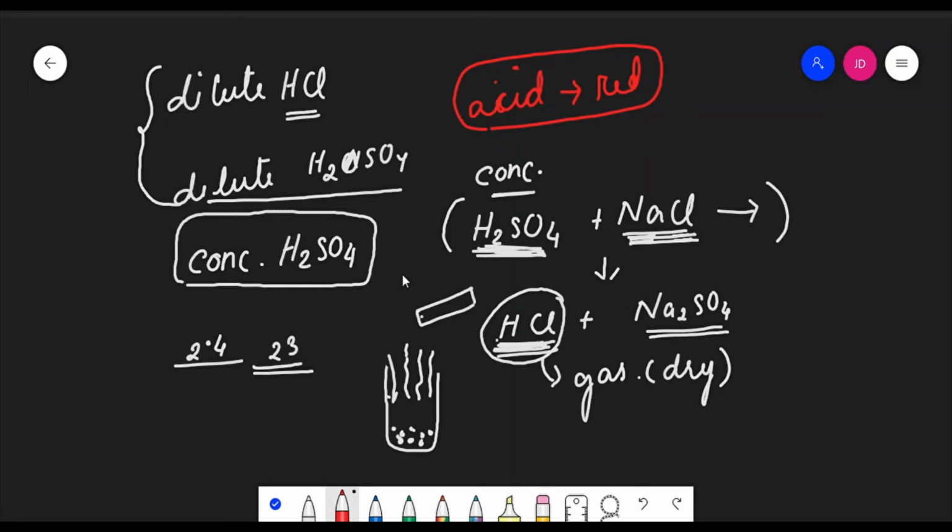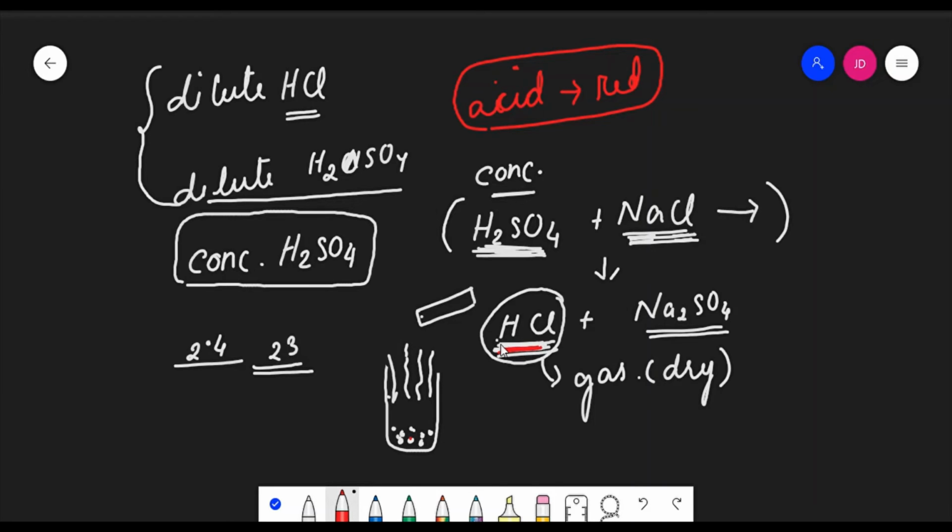I hope you got it. Here we're taking dry salt below, and putting H2SO4 with very little water, very strong H2SO4. A reaction took place and some gas rose. What is it? Some gas went up. That gas is our HCl gas.